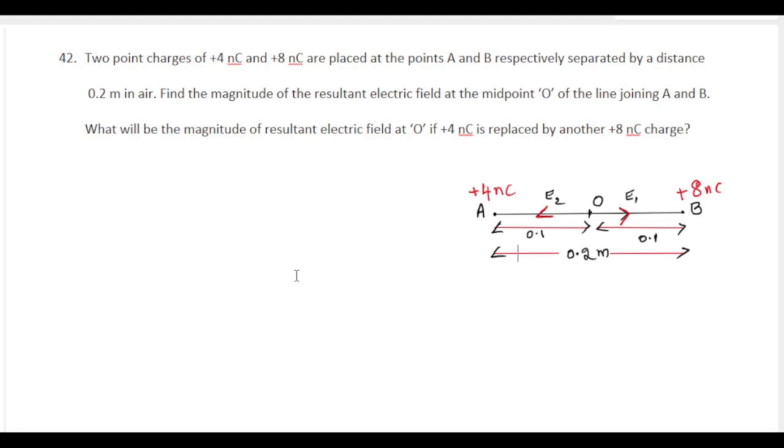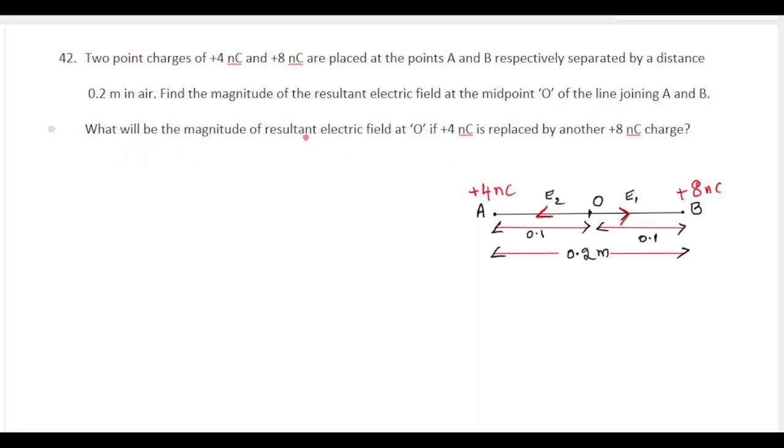This question is taken from the Physics Model Paper 2 of 2024-25. Question number 42. Two point charges of +4 nanocoulomb and +8 nanocoulomb are placed at the points A and B respectively, separated by a distance 0.2 meters in air. Find the magnitude of the resultant electric field at the midpoint O of the line joining A and B.